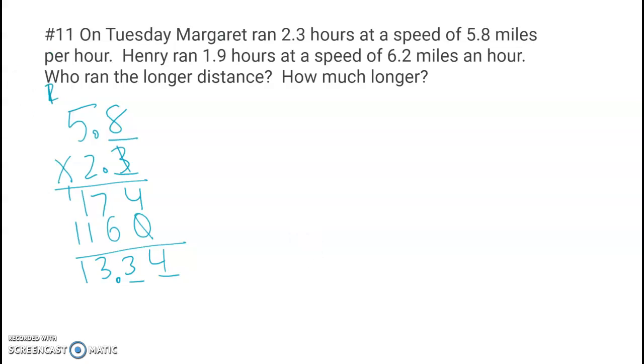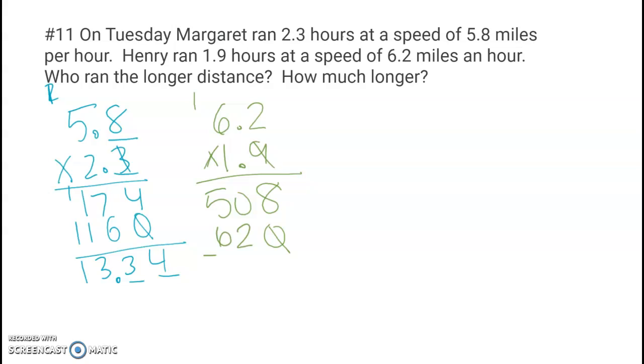Henry, on the other hand, ran 1.9 hours at a speed of 6.2 miles an hour. So 6.2 miles an hour is his speed times the number of hours that he ran. So 2 times 9 is going to be 18, carry the 1. 6 times 9 is 54, plus the 1 is 55. I'm moving on to the next place value. 1 times 2 is 2, and 1 times 6 is 6, and we'll add that.